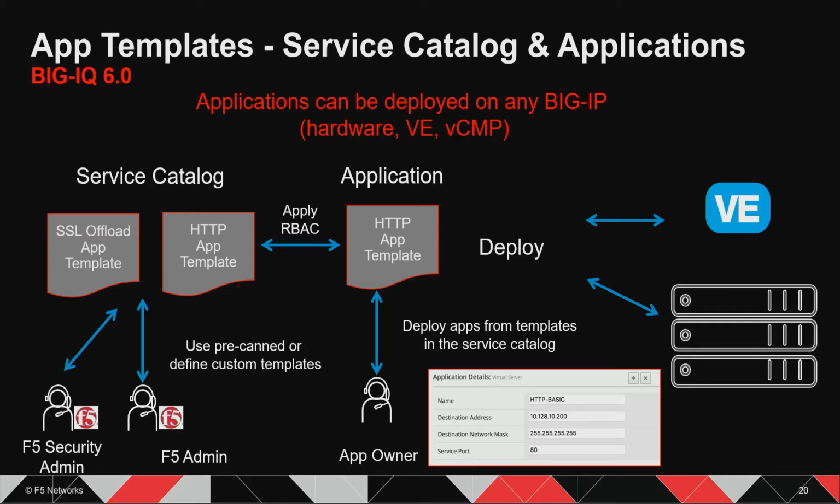So with the service catalog, we allow the network operations and the security operations groups to define the policies and the templates, and then give them to the app owners so that they can go ahead and roll out the apps. As an example, if you're rolling out a virtual server config today, maybe there's 60 or 70 configuration items. You don't want to expose that to the app owner. They're not going to know what any of these things are.